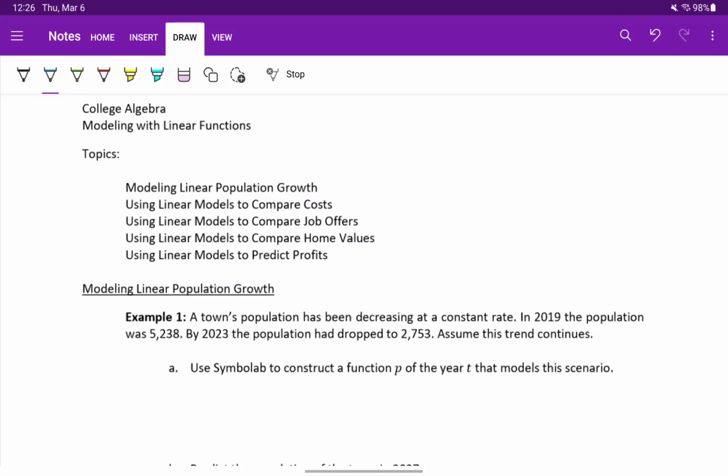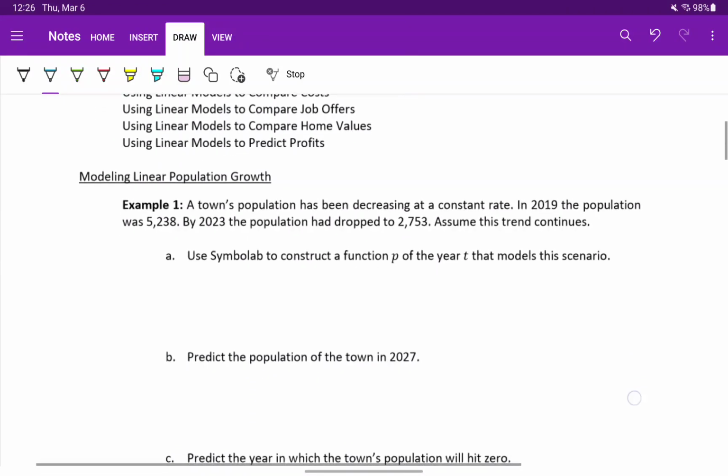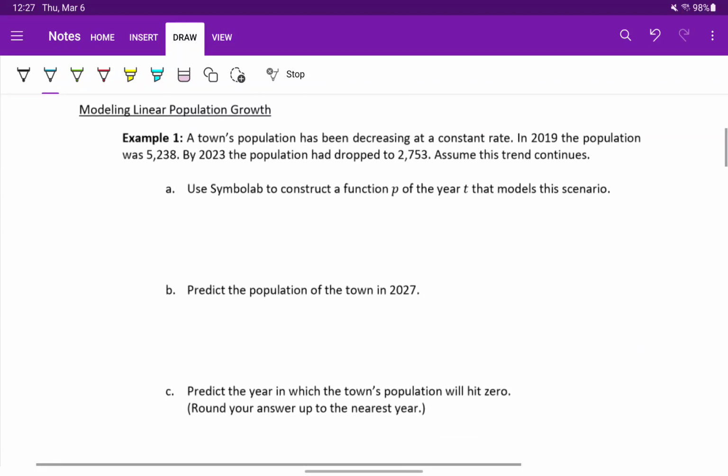In this section, we want to look at constructing linear models that will allow us to answer questions about real-world problems. The first example we want to look at deals with linear population growth. If a town's population has been decreasing at a constant rate, in 2019 the population was 5,238 people. By 2023 the population had dropped to 2,753 people. Assume that trend continues.